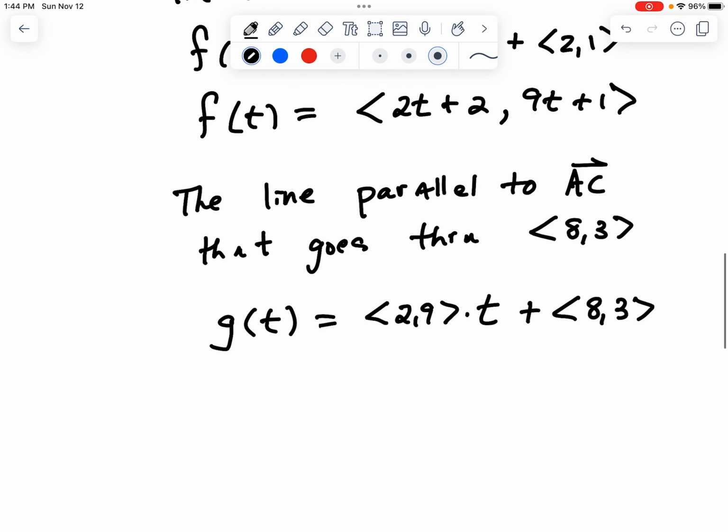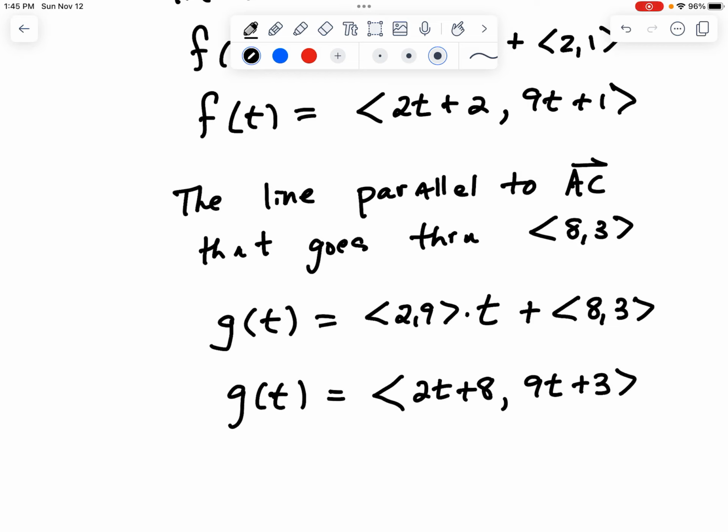And you can write that in parametric form. So that would be for the x, it's a 2t plus 8, and for the y, that's a 9t plus 3. And then go over to the Desmos and we'll see that that looks correct.